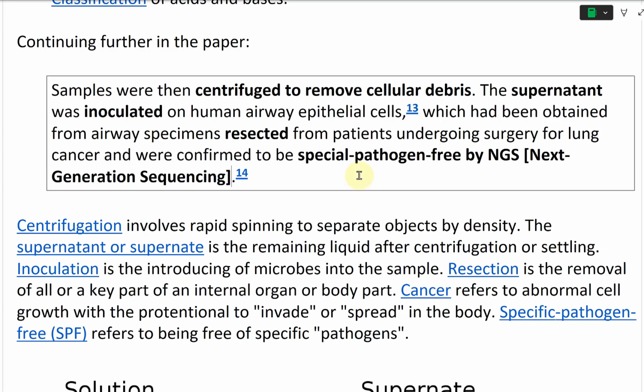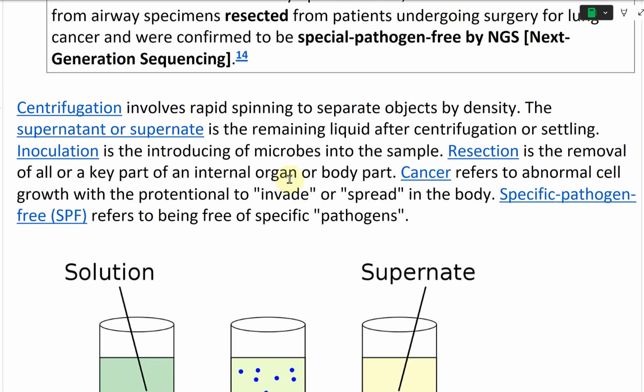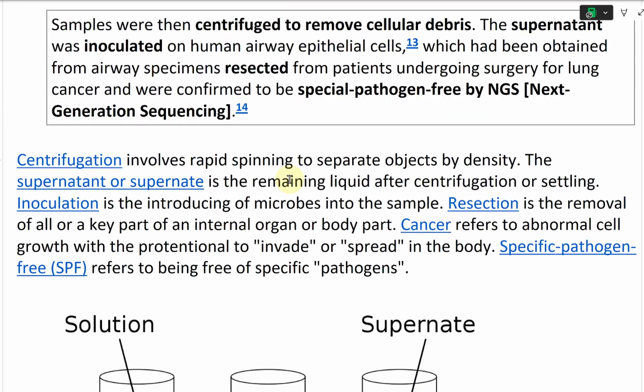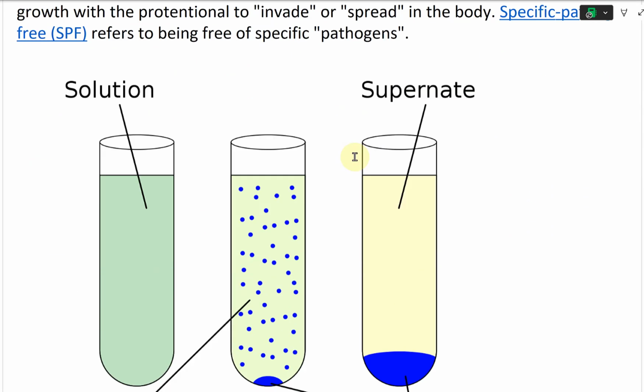So in other words, they just did a genetic sequencing, and then they said, all right, there are no special pathogens, or these specific ones that they're looking for, that may interfere with this test and so on.